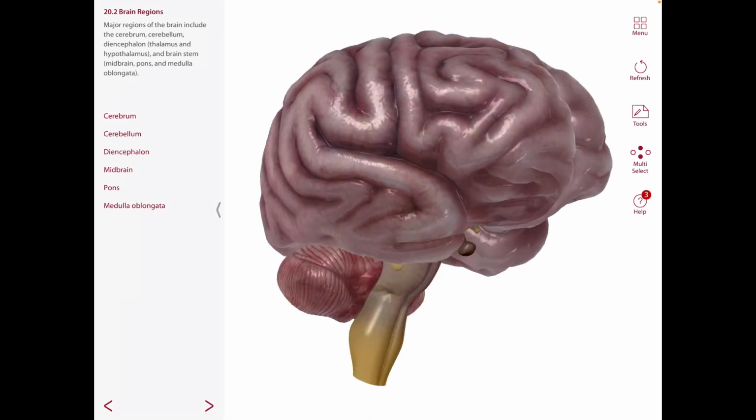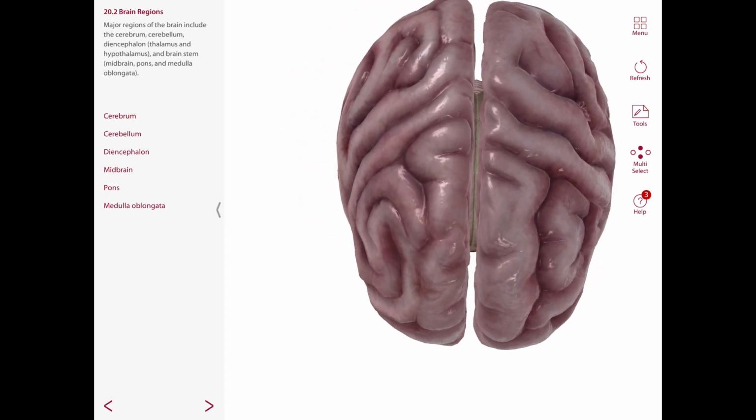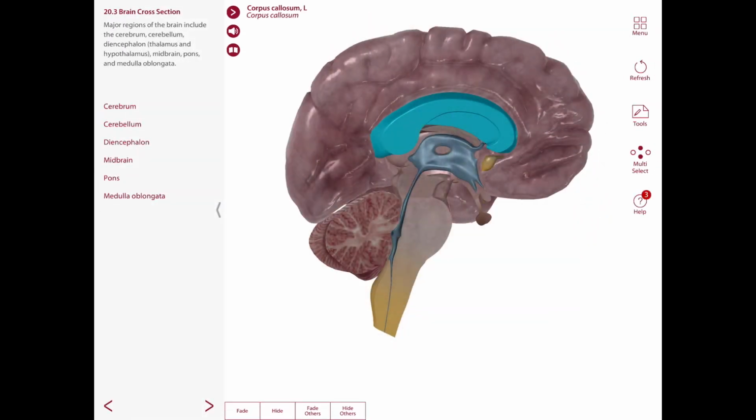The brain has the right and left cerebral hemispheres, and these are separated by the longitudinal fissure, which is this structure right here. The separation is incomplete because at the bottom of the longitudinal fissure, there's a large bundle of fibers that connect the right and left hemispheres, which is called the corpus callosum. This is the corpus callosum.